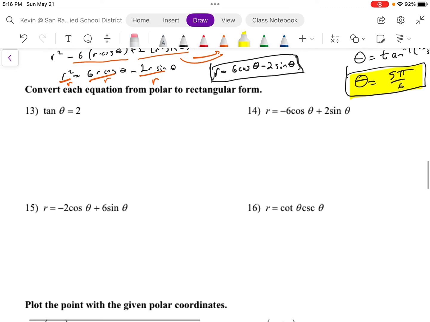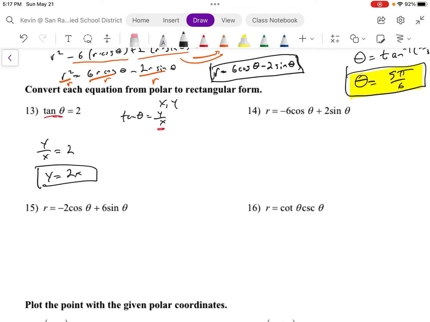All right, now we're going to convert each equation from polar to rectangular form. So now, instead of everything being in terms of r and theta, I think I need everything in terms of x and y. Let's see. We know that tangent of theta equals y over x. So we're going to replace tangent of theta with y over x. y over x equals 2. Solve for y. y equals 2x. There's my equation. Basically a line.